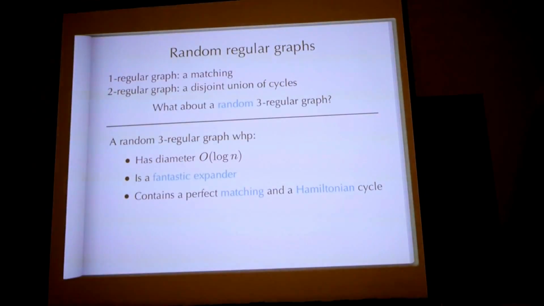But it will be helpful in understanding that result to remember this. This is a claim I'm making, yes? That a random three-regular graph contains a perfect matching and a Hamiltonian cycle. And then we will see how this also relates to generation. So my point is, a random regular graph is already something terrible. Okay?